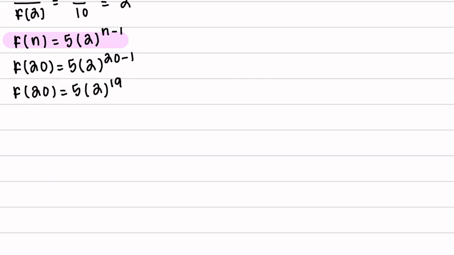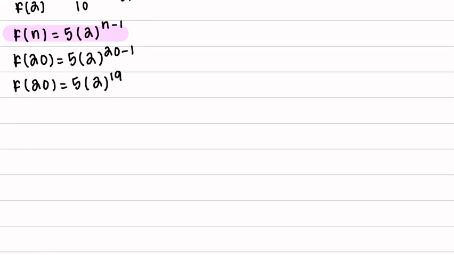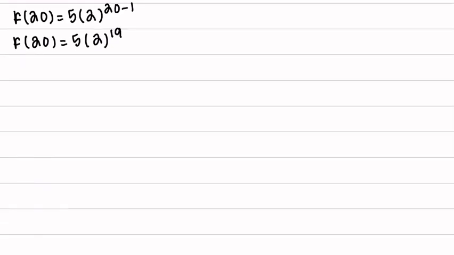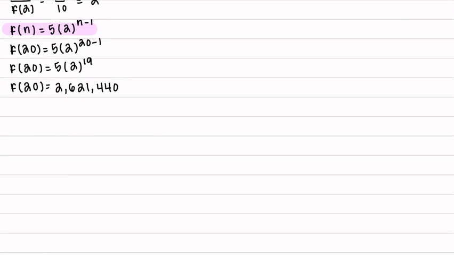The only thing that's being raised to the 19th power here is the 2, and then you multiply whatever you get by 5. So f of 20, go ahead and type that in your calculator, you will get 2,621,440. So obviously it's only the 20th term, but being exponential, that value gets really large really quickly.